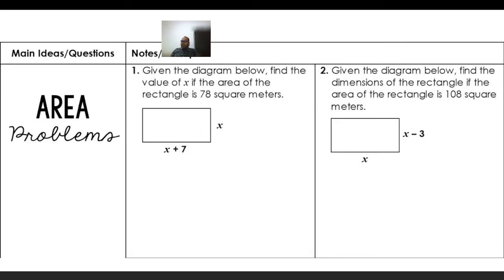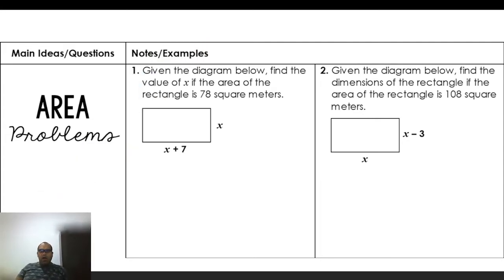Let's go ahead here, guys. First, I have this area problem. What do I need to do here? Guys, let me move to the correct position first. Let me increase it. Okay, I'm ready.